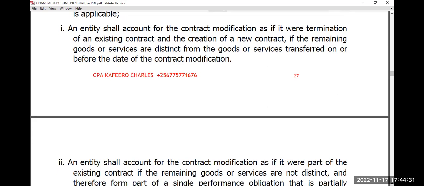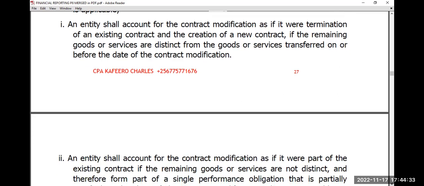One, an entity shall account for the contract modification as if it were a termination of an existing contract and the creation of a new contract, if the remaining goods or services are distinct from the goods transferred on or before the date of contract modification. You have been transferring beans, but now they are telling you to transfer coffee.